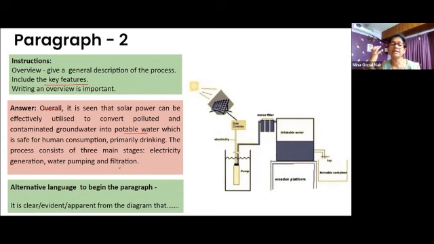Okay, and instead of saying overall, there are alternative phrases which you can use, which are it is clear. So it is clear that solar power can be effectively utilized, or it is evident, it is apparent from the diagram that solar power can be effectively utilized, and so on. Right? So this is how you write your second paragraph. Any questions about the overview?